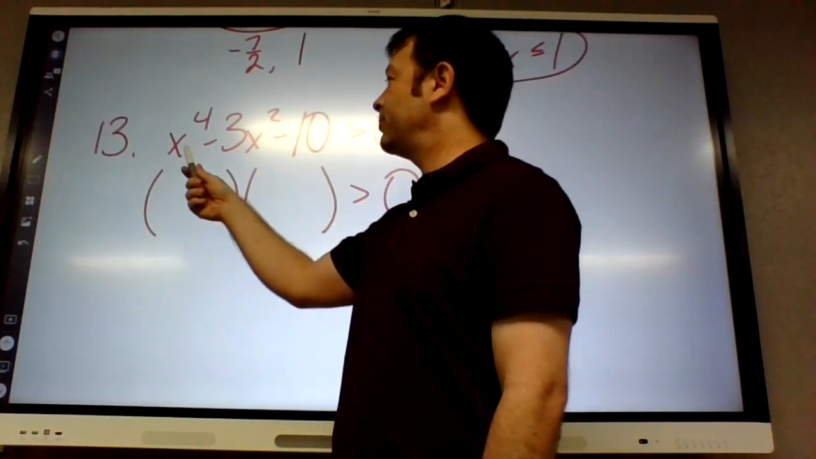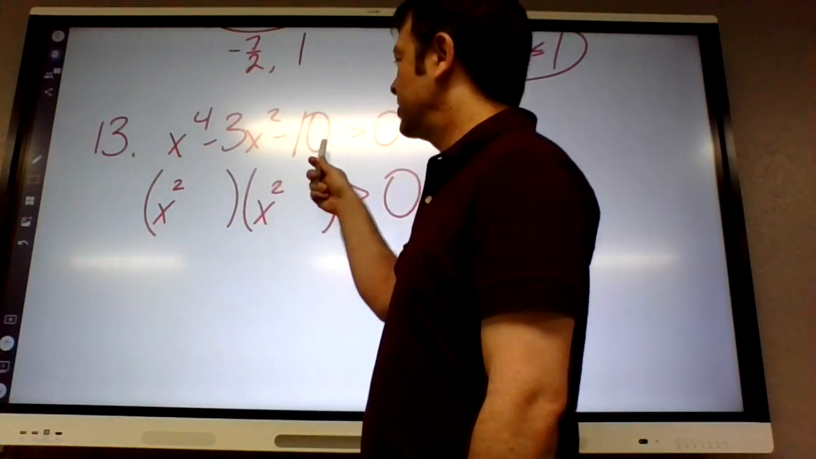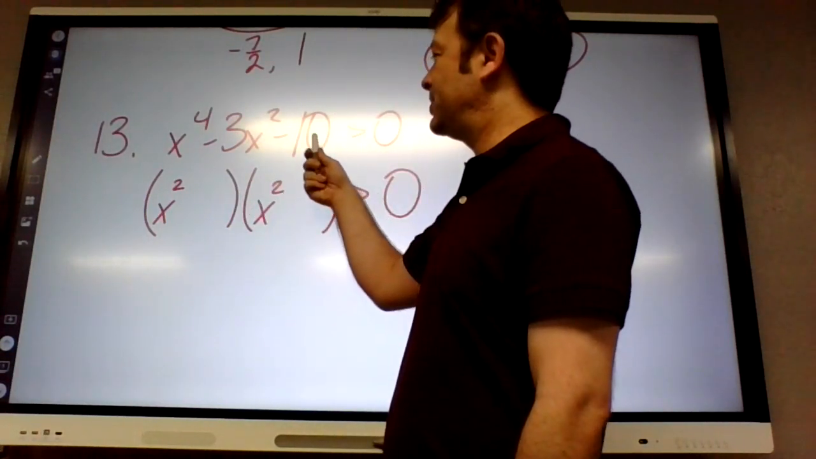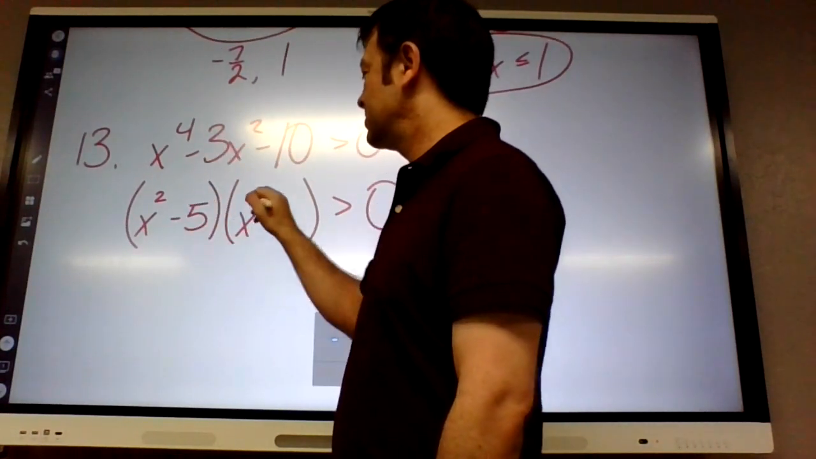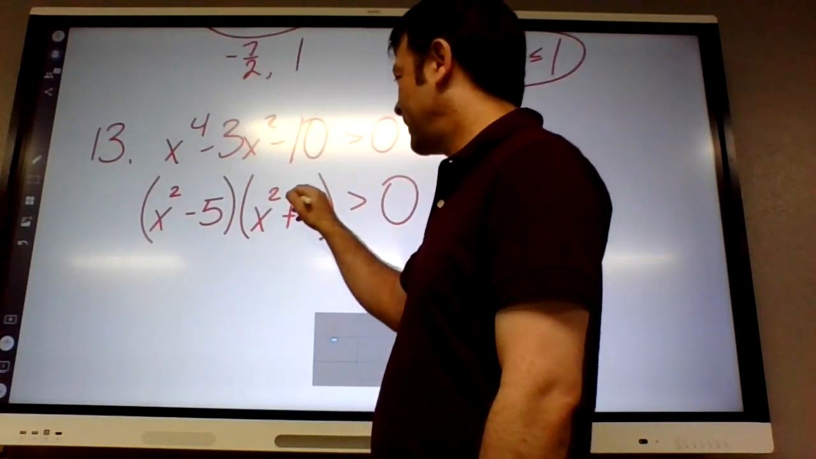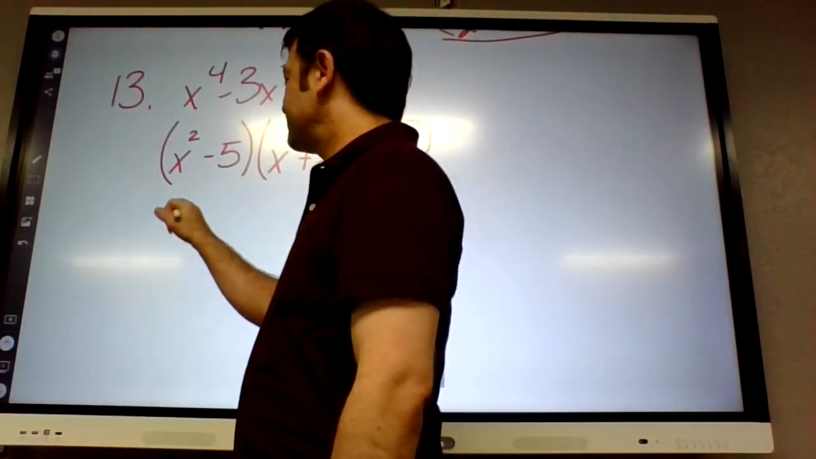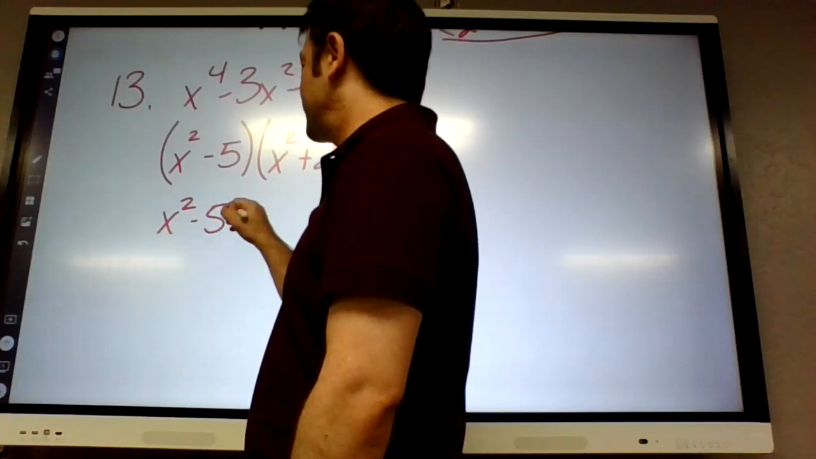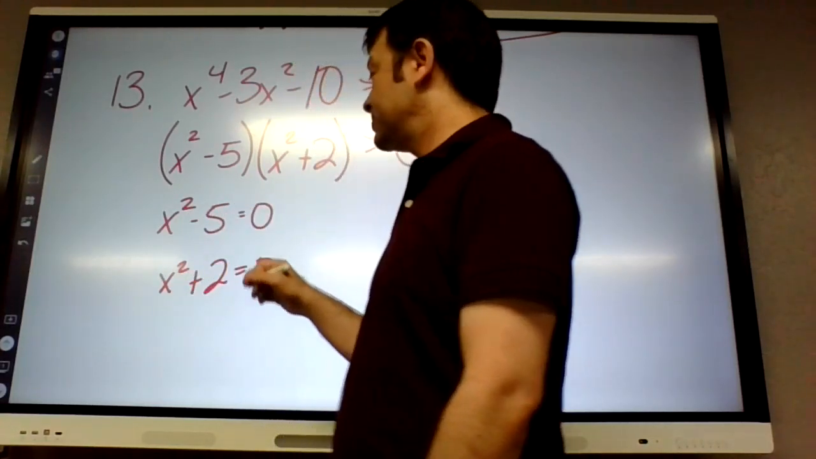What goes into x to the 4th? X squared. What goes into -10? Negative 5 and positive 2, that adds up to negative 3. So we need x squared minus 5 to equal 0, or we need x squared plus 2 to equal 0.